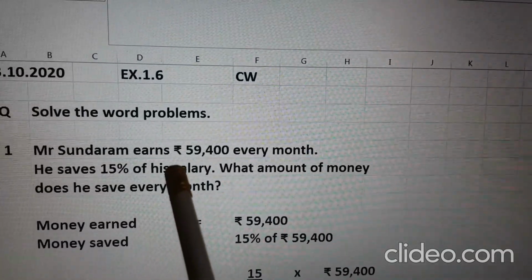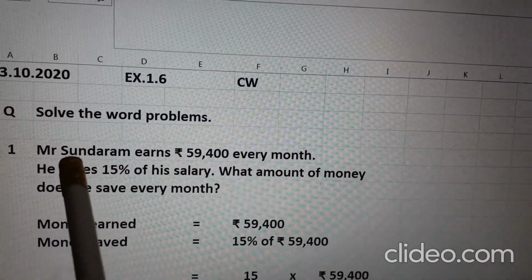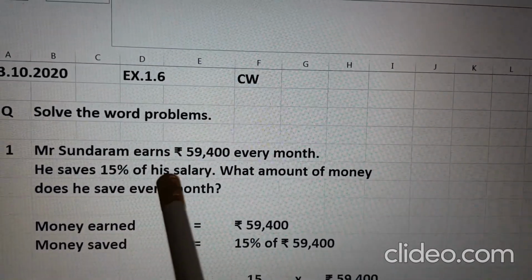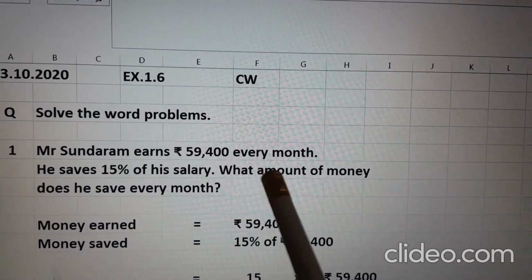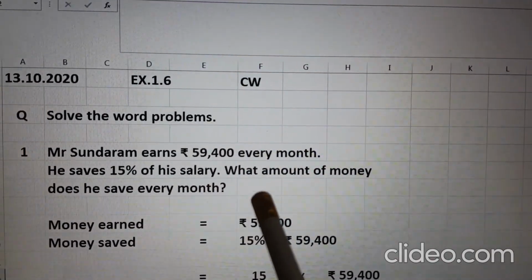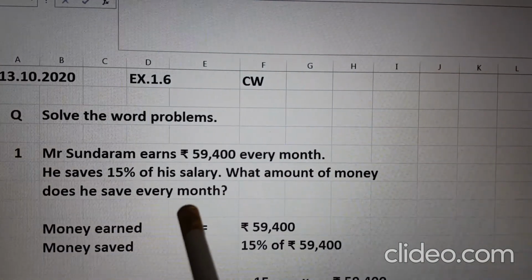Hello children, today we are going to start exercise 1.6 and the question is solve the word problems. And the first one is Mr. Sundaram earns rupees 59,400 every month. He saves 15% of his salary. What amount of money does he save every month?